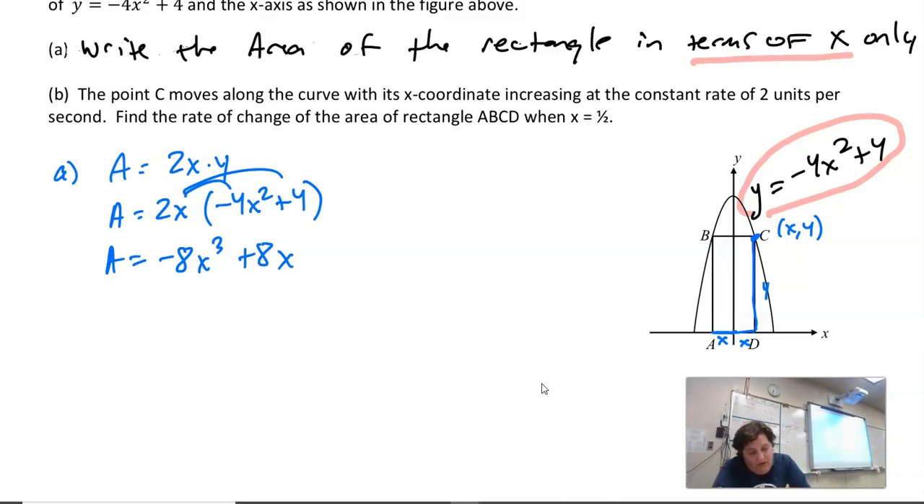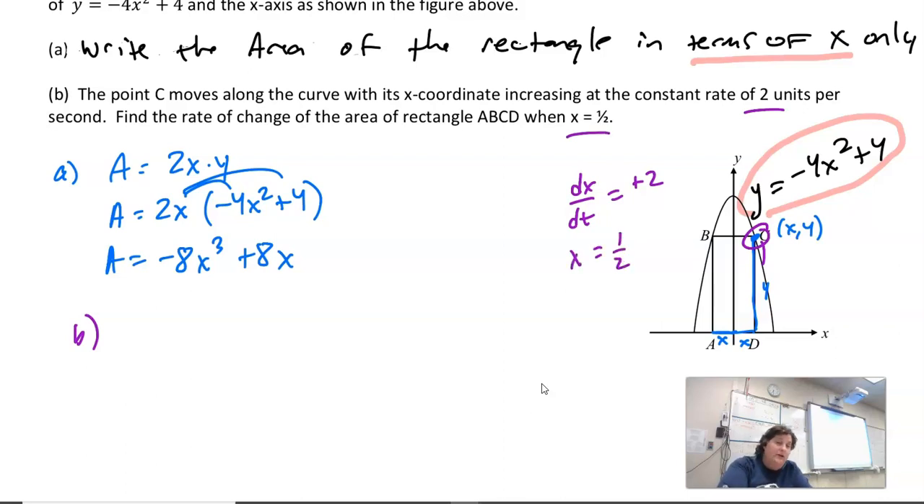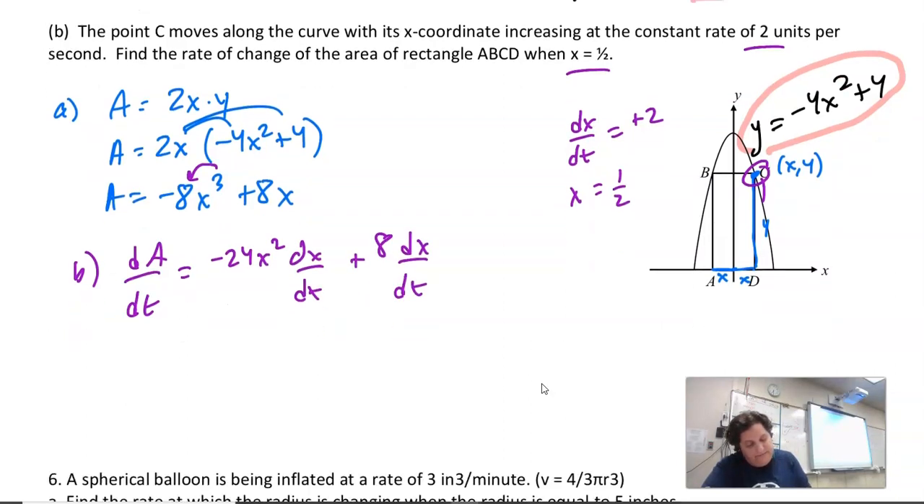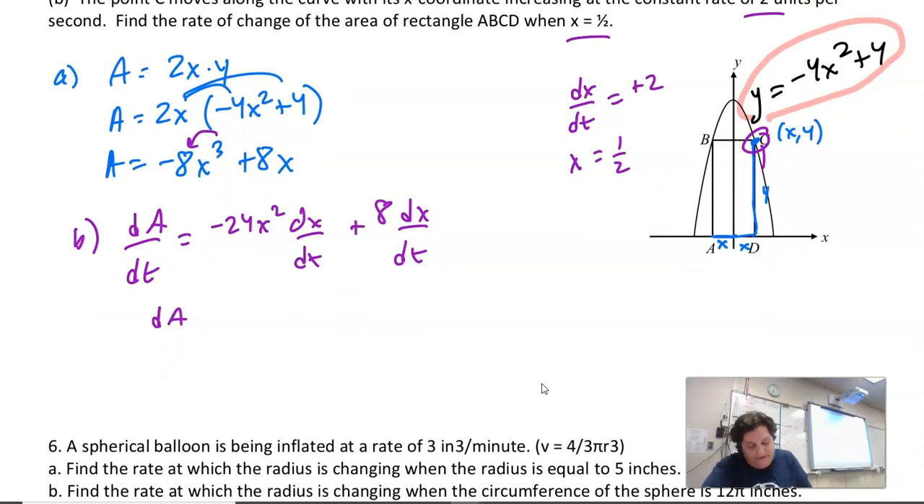All right. So on my next step, the point is moving along the curve with its x coordinate increasing at a rate of 2 units per second. So dx/dt is getting bigger at 2 units per second. Find the rate of change of the area of the rectangle when x is a half. So the reason we got it all in terms of x's is because now I don't need the y coordinate really to work with anything. I can just go, okay, dA/dt is, if I take the derivative of that, negative 24x squared dx/dt. And the derivative of 8x is just 8 dx/dt. And I can just plug this in directly from here, okay?